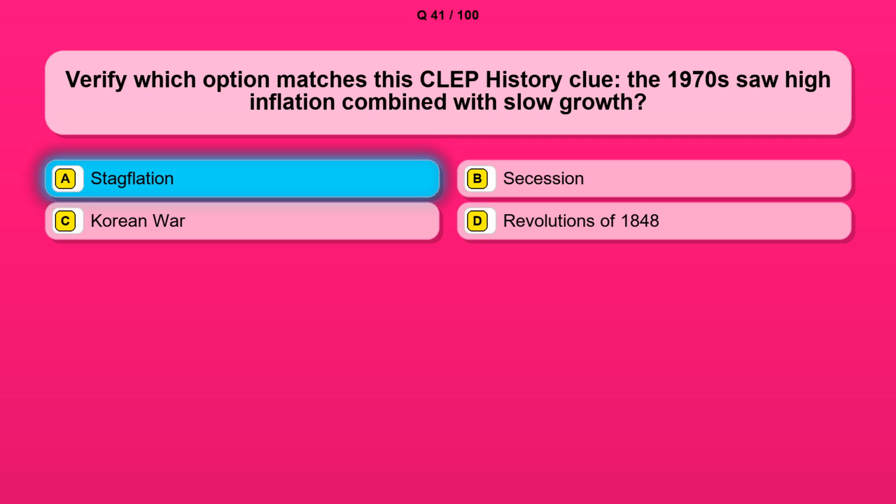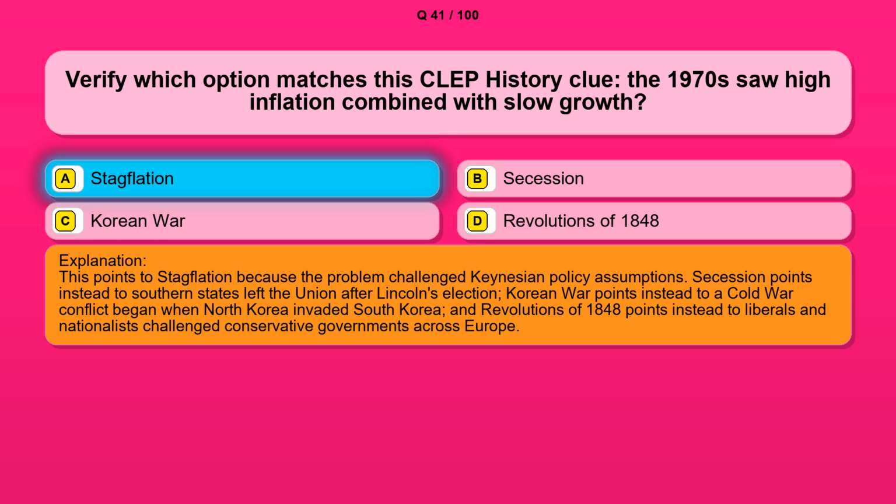The correct answer is option A, stagflation. This points to stagflation because the problem challenged Keynesian policy assumptions. Secession points instead to southern states left the Union after Lincoln's election. Korean War points instead to a Cold War conflict began when North Korea invaded South Korea, and revolutions of 1848 points instead to liberals and nationalists challenged conservative governments across Europe.